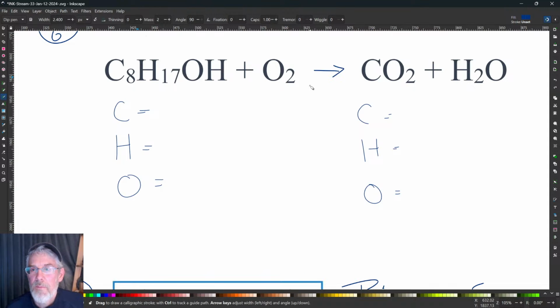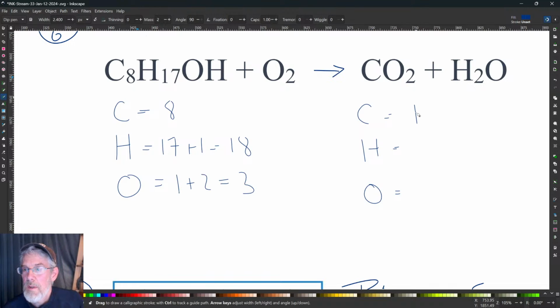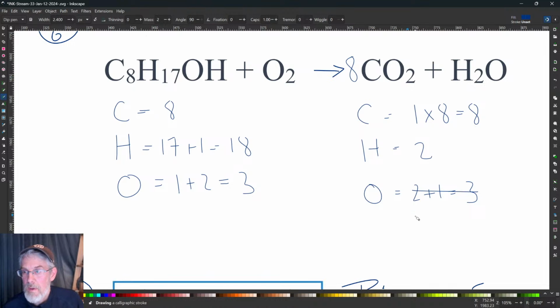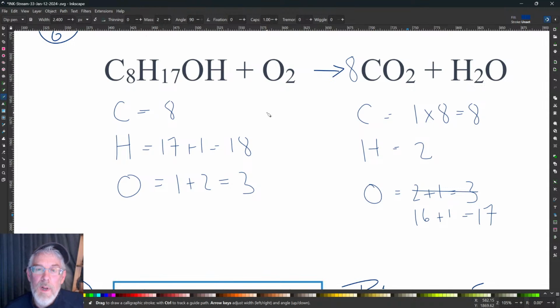Let's do the carbons first. Oh, I have to count all these up. So I'm going to say 8, 17 plus 1 equals 18. 1 plus 2 equals 3. 1, 2, 2 plus 1. Put an 8 there. So what I've done is I started with the carbons, and then once I did that, I had to update the oxygens. But I'm leaving this side till last, so now I'm going to do the hydrogens.